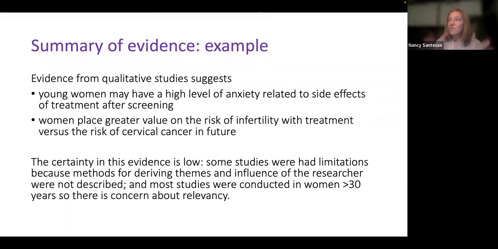So we did have this information from qualitative research, and then we assessed this evidence to let the guideline panel know: we found this research, but we have low confidence or certainty in that evidence, because some studies had limitations in the methods of how they derived the themes, and they weren't very clear about what biases the researcher might have had when doing the analysis. And most of the studies were conducted in women over 30 years, so not necessarily young women. So there's a concern about relevancy. This is something we would present to the guideline group to help them when they're making that decision about balancing the benefits and harms and thinking about what those values are.